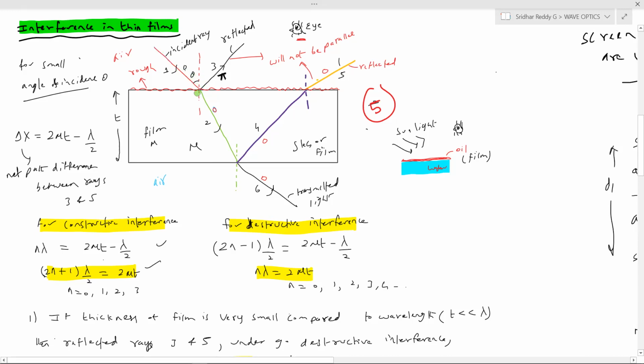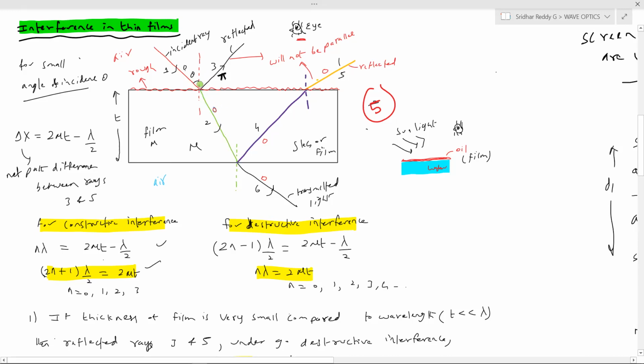Then we know it will encounter a boundary, because this is the air and this is the film of refractive index mu. It is given. Then a part of energy will be reflected. Got it? A part of energy will be transmitted or refracted. Better you see. So once again, there's the incident ray. A part of energy will be reflected, and a part of energy will be refracted. This is one property of a medium.